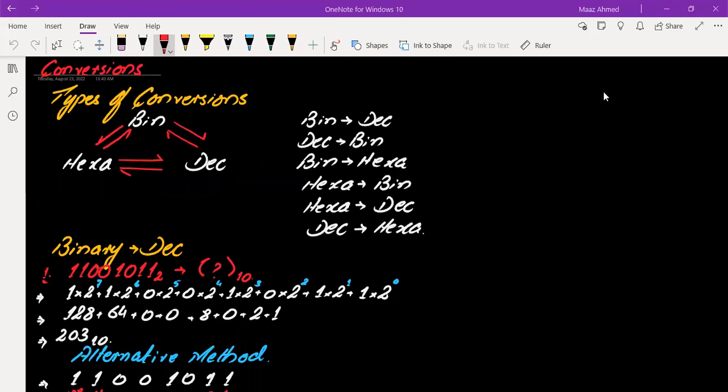Over here we are on the conversions. We actually did the conversions in the class as well, but let me revise it for you guys, and you can see the working as well from here. We were studying three types of number systems: binary, hexa, and decimal.